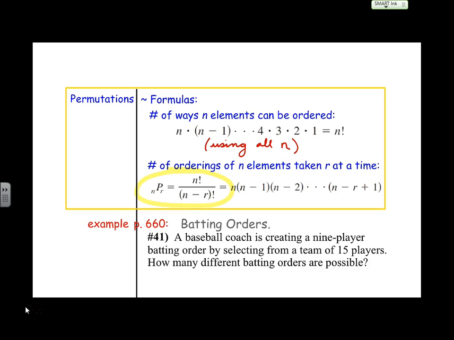Because on the last page, if we did 6P6, it'd be 6 factorial over (6 minus 6) factorial, which is 0 factorial, which is 1. So if n and r are the same, you will end up with the n factorial that the top one is trying to say.